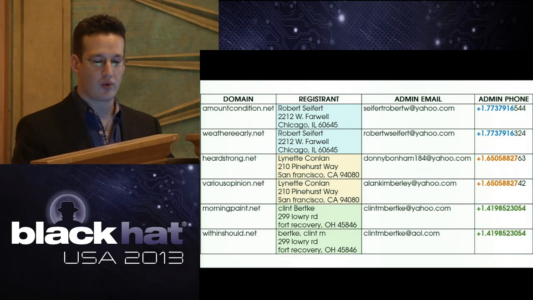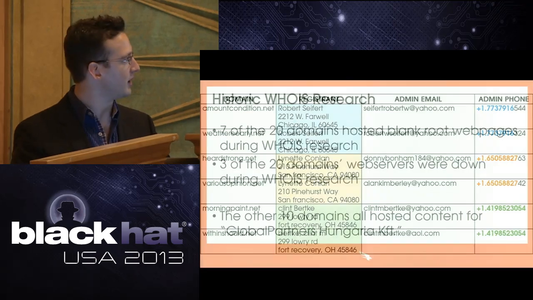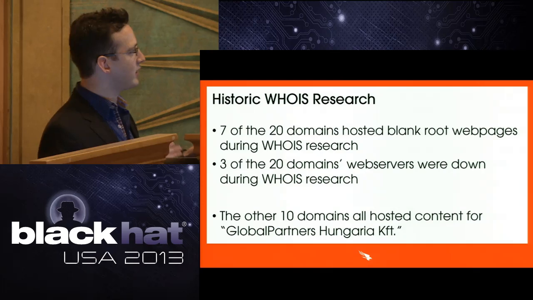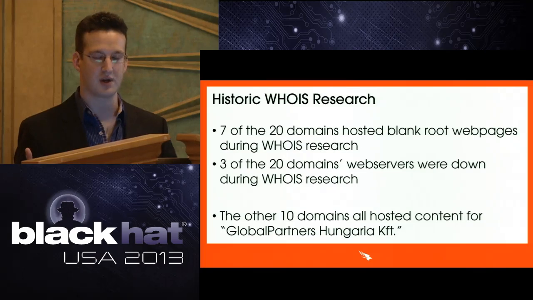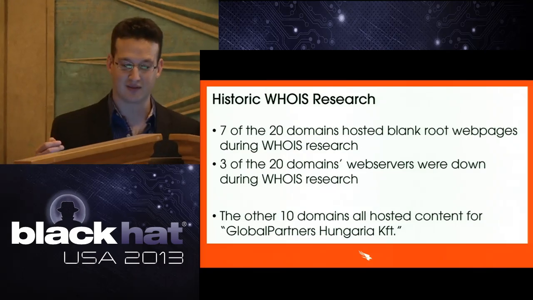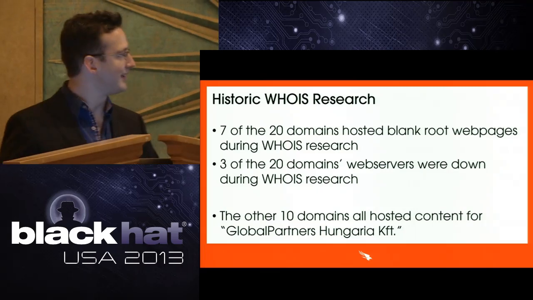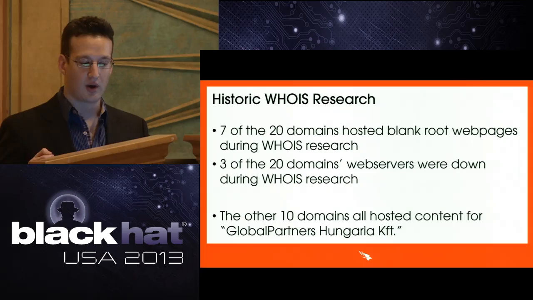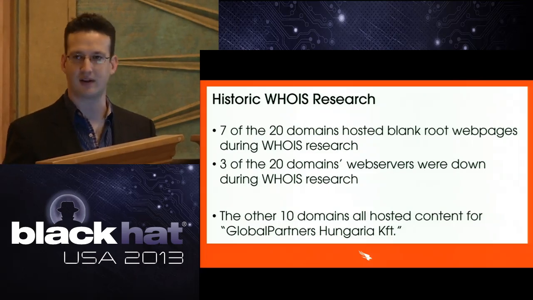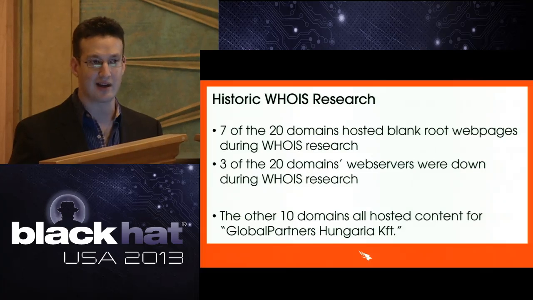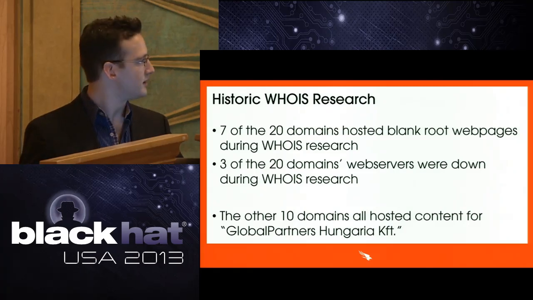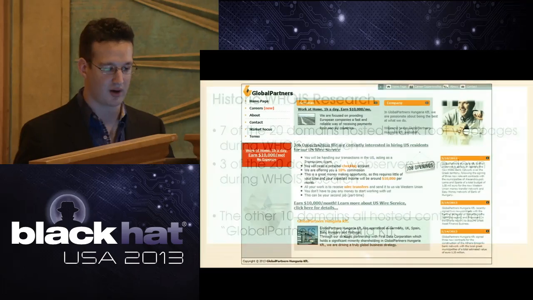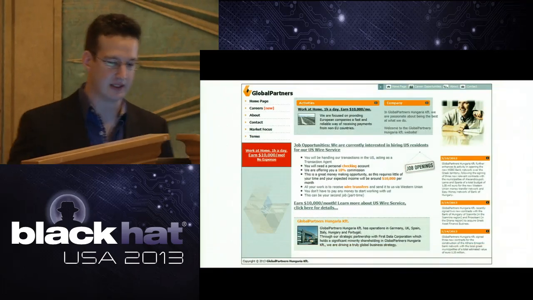Now, we also did more research in terms of all the domains that could be generated. So 7 of these 20 domains hosted blank root pages during our Whois research. And 3 of them were taken down before we got to them. But 10 of them, half, hosted content for Global Partners Hungaria KFT. And by the way, Hungaria KFT translates to a Hungarian LLC. So let's take a look at the home page for Global Partners Hungaria KFT.